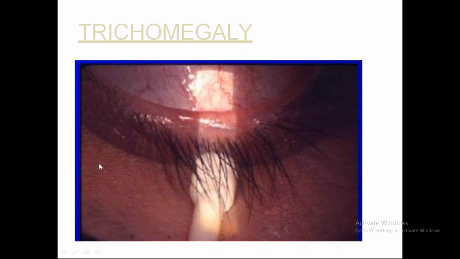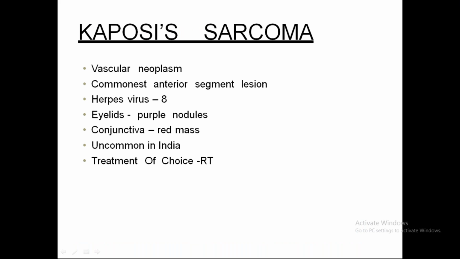So what is trichomegaly? Usually there will be only 2 lines of eyelashes. But here we can see there are 3 lines of eyelashes. That is called trichomegaly, which is a part of hypertrichosis. So these are all the features with patients with AIDS. These are not present with everyone, but few people will have few features.